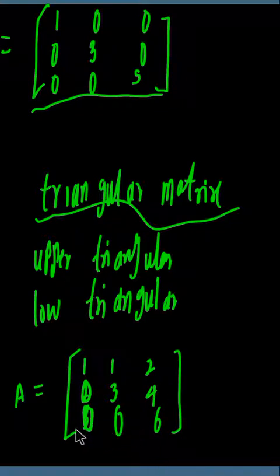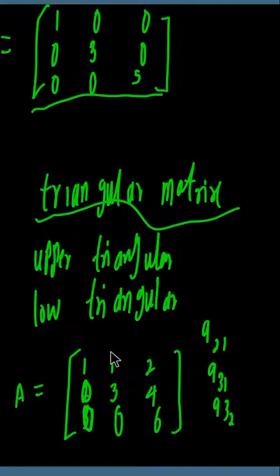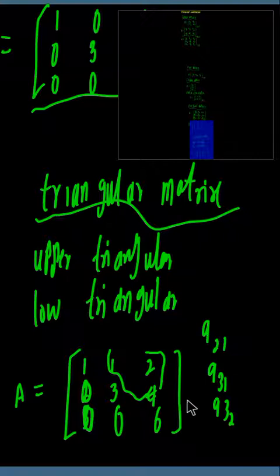Why is it upper triangular? Because below here we have 3 zeros, and that means our A21, our A31, and our A32 are 0. Then the main diagonal and the other part of the matrix is made of numbers. So for the lower triangular matrix, we have the same thing. That means the upper part of this matrix is 0, while the other part is our numbers.